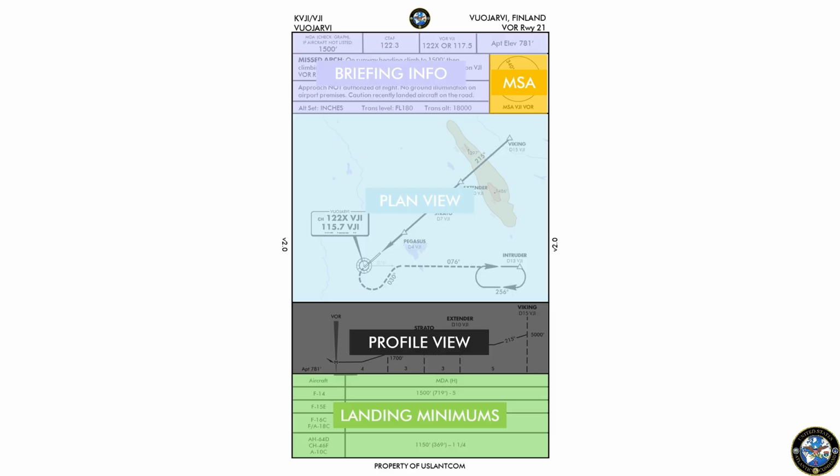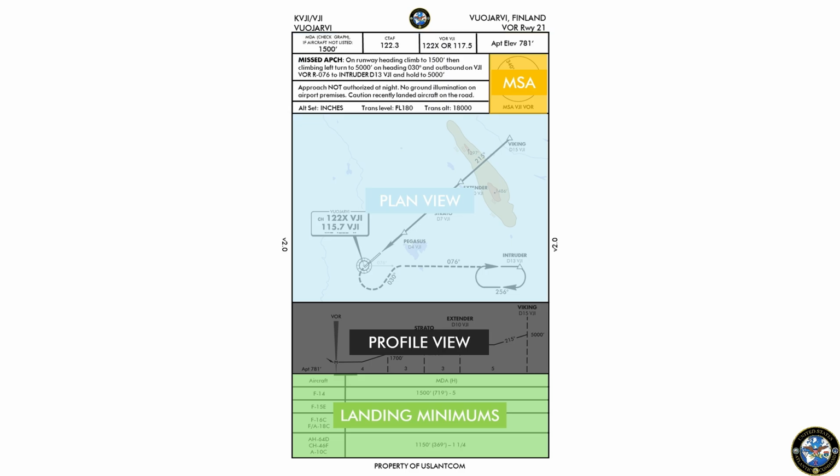Approach plates are broken up into 5 primary sections: the briefing info, the MSA, the plan view, the profile view, and the landing minimums. Let's start at the top. Here we have the airport identifier and the airport name. On the opposite side, we have the location of the airport followed by the approach type, the VOR runway 21.